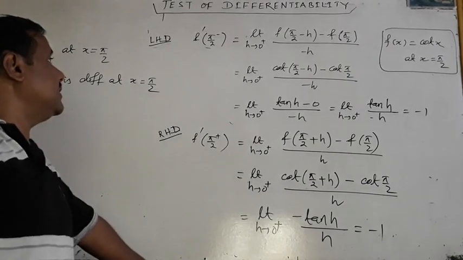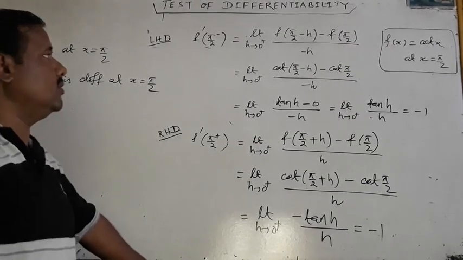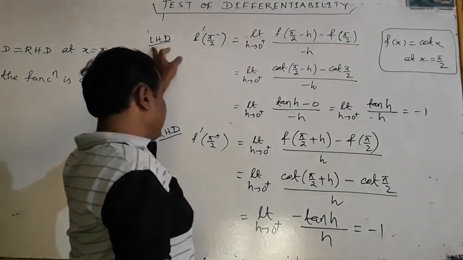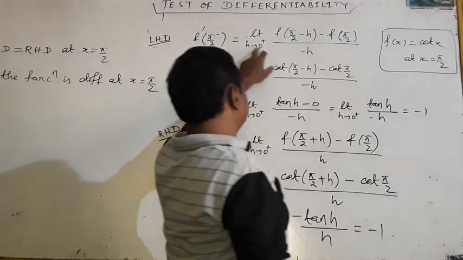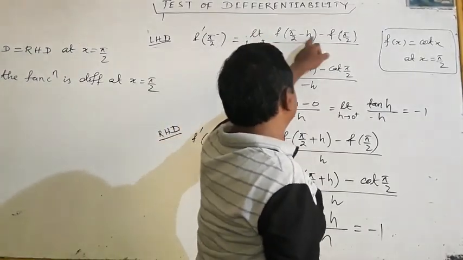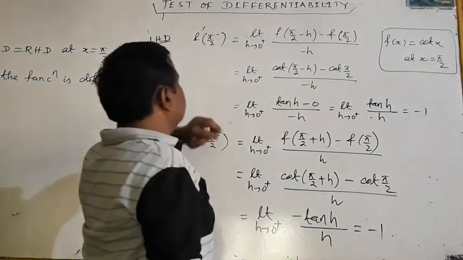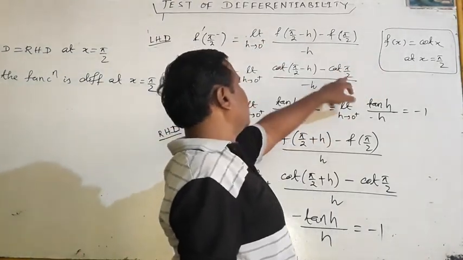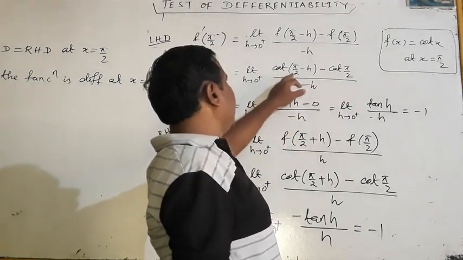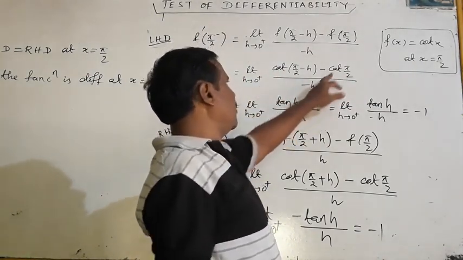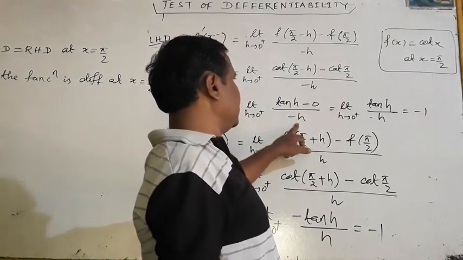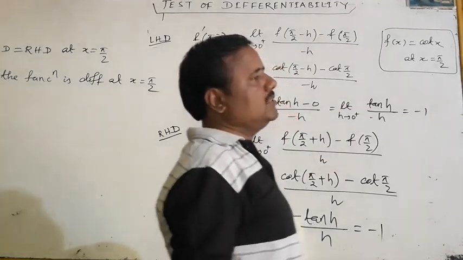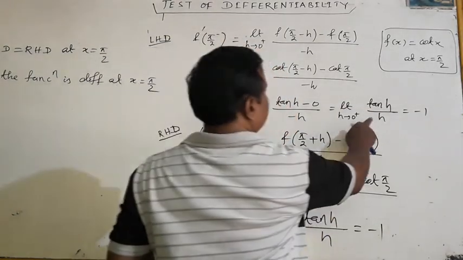Now we have to test the differentiability of f(x) = cot x at x = π/2. Now f'(π/2) from the left, the left hand derivative, by definition is limit h tends to 0 plus of [f(π/2 − h) − f(π/2)] by (−h). Since f(x) = cot x, it becomes [cot(π/2 − h) − cot(π/2)] by (−h). Cot(90 − θ) is tan θ, and cot π/2 is 0, so it is tan h by h with a minus sign, h tends to 0 plus.